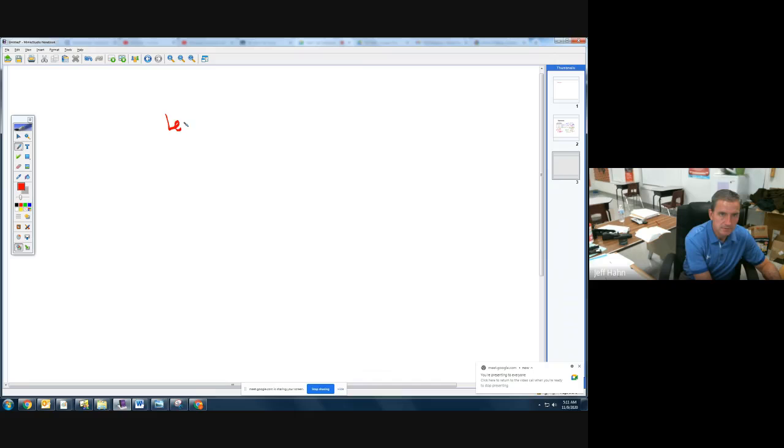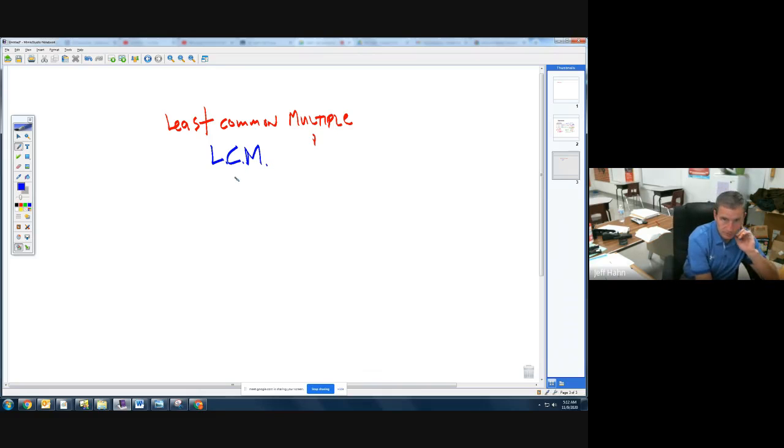Least common multiple. Oops. Now, quite often, sixth graders, rather than writing all of those letters out, we'll just abbreviate it as LCM. Make sure you know that that is least common multiple. It really is common sense because it's just like it says. And don't get it confused with greatest common factor.